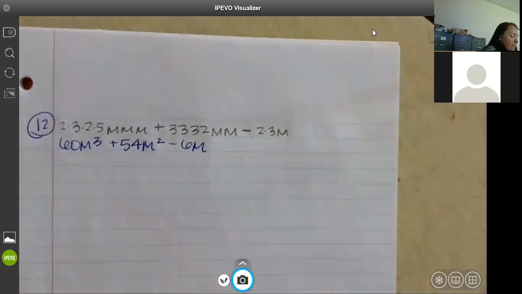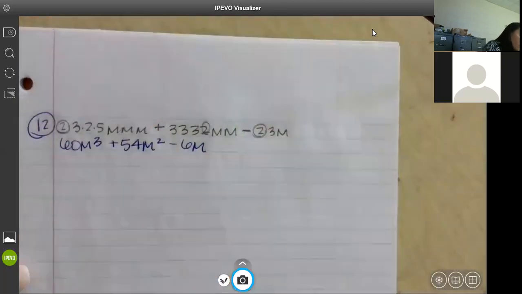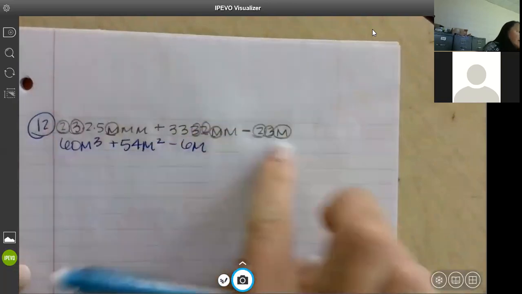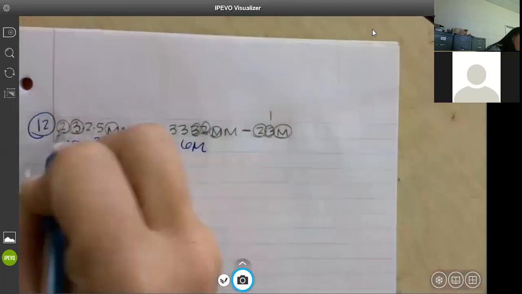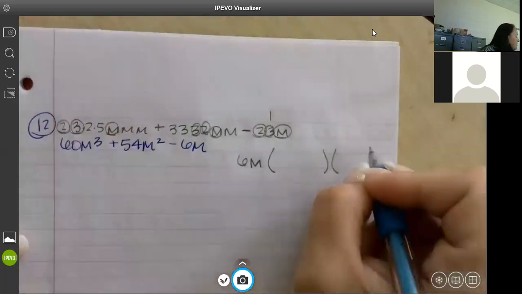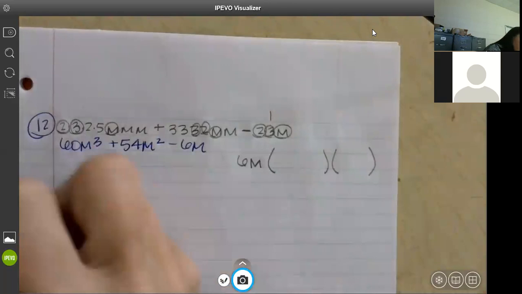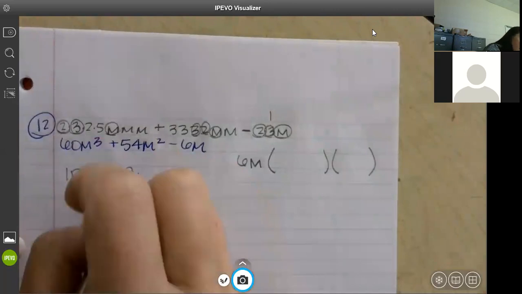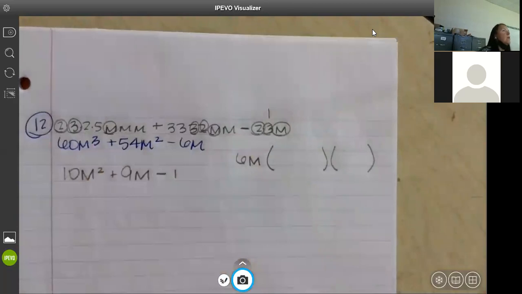What do they have in common? Oh, you're right. What else? A 3 and an M. See how we circled everything? Write a 1 up there. Okay. So we took out 2 times 3 is 6 and an M. And I need to figure out what my other parentheses are. All right. 2 times 5 is 10 and 2 M's. 3 times 3 is 9 and an M. And then we have a minus 1. Okay, so don't forget, if you circle everything, you put a 1.